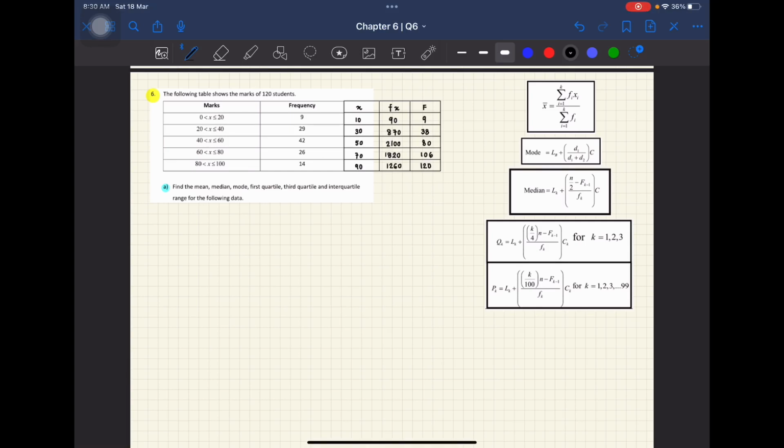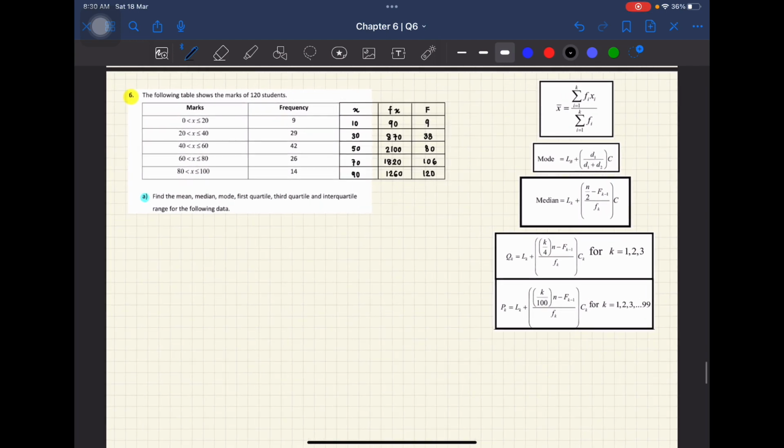So in this video, I'm going to explain question 6. This is a question for group data. Let's read the question first. The following table shows the marks of 120 students.